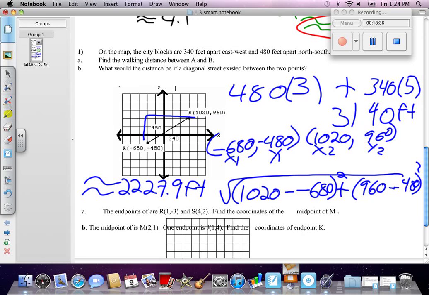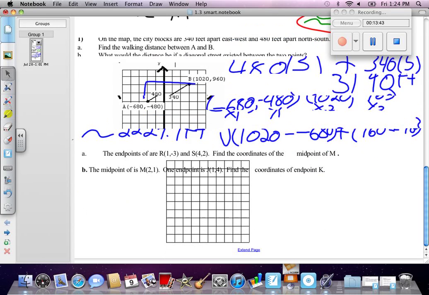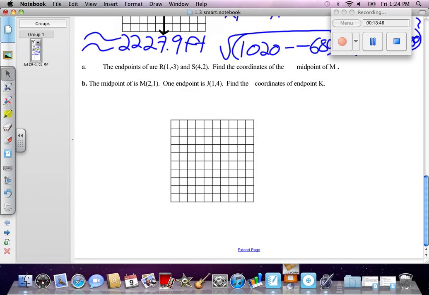We got one more, guys, and then we'll do our writing and then our homework. Okay. The endpoints of RS are R is 1, negative 3, and S is 4, 2. Find the coordinates of the midpoint. Now we can do this without a graph, right? We've got the endpoints are 1, negative 3, and 4, 2.